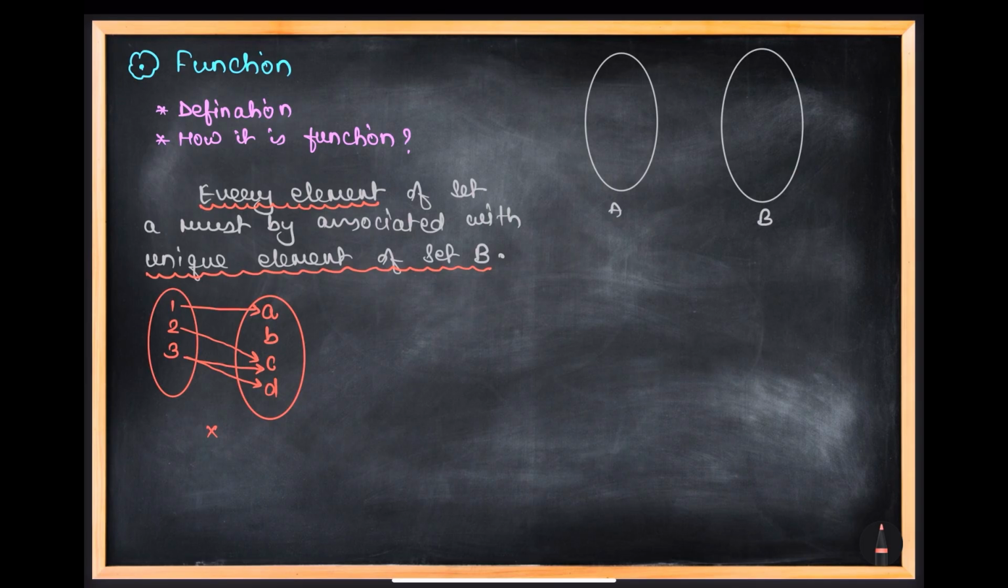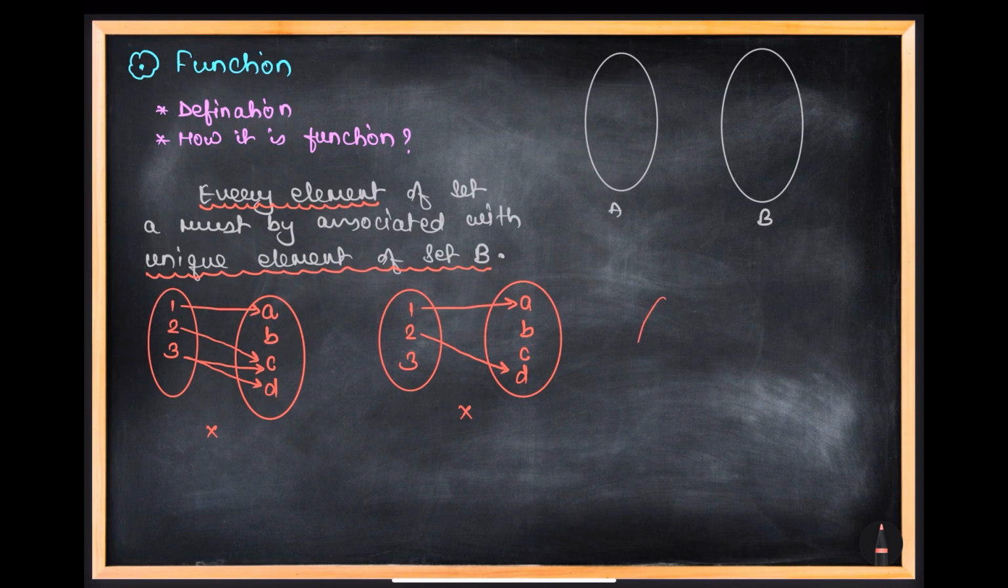Okay. Now look at this situation. 1, 2, 3 and A, B, C, D. Now I am connecting 1 with A, 2 with D. What do you think? Is this a function? Exactly, it's not. Because the definition says every element of set A must be associated, but 3 is not associated with any element of set B. So it is not a function.